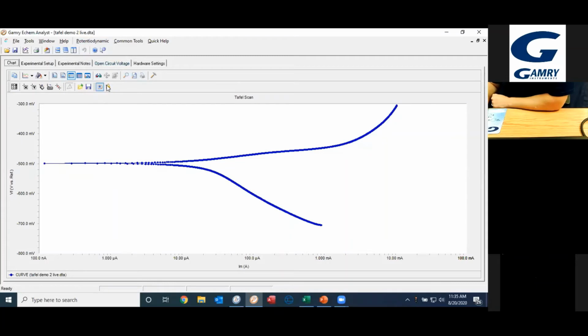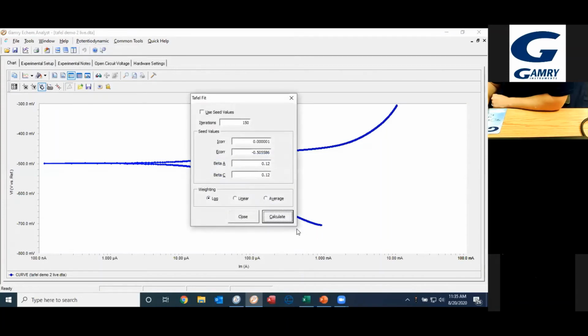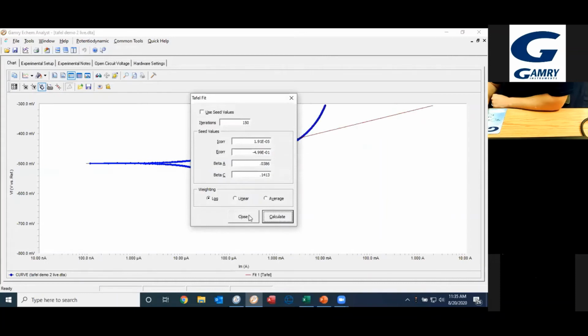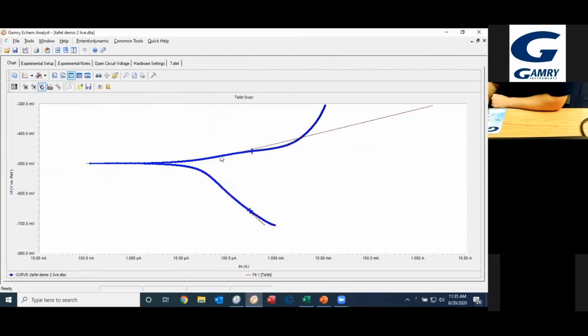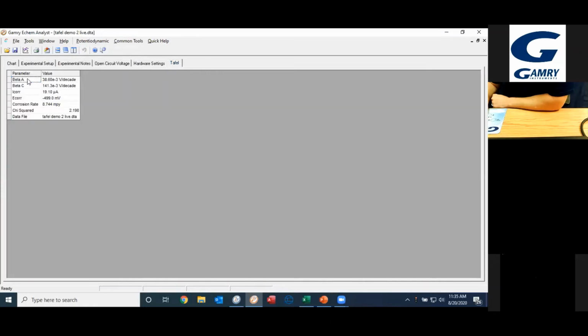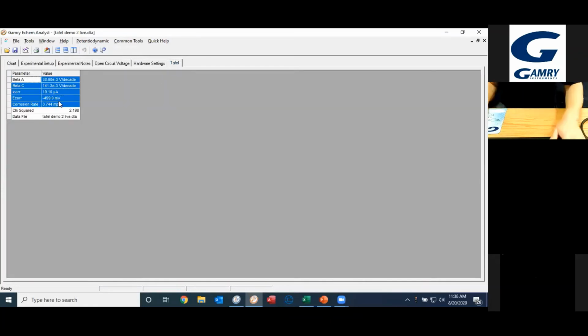Let's go ahead and fit the data. First, let's do it with our software. So again, I'm going to pick a certain portion of the curve here. Let's take this data about right here, and we're going to fit this data right here with the Tafel fit that we just used before. Go ahead and let it calculate those values for us. And let's see what we got. Let's copy these into Excel so we can see them a little bit better.